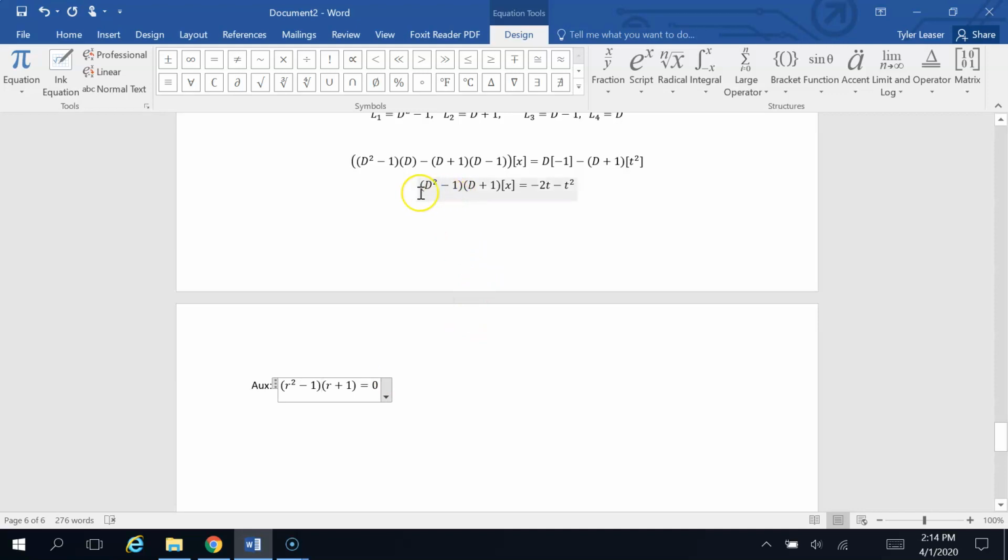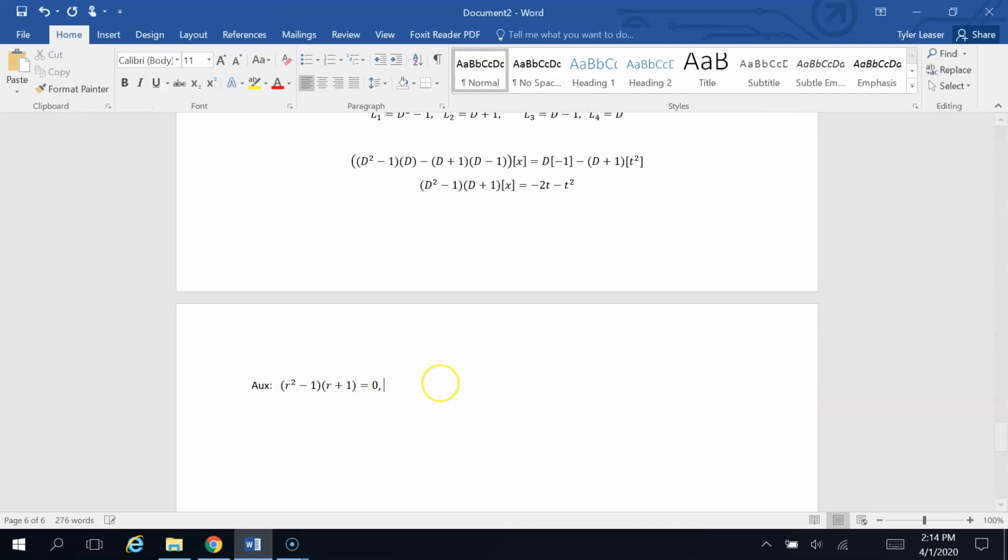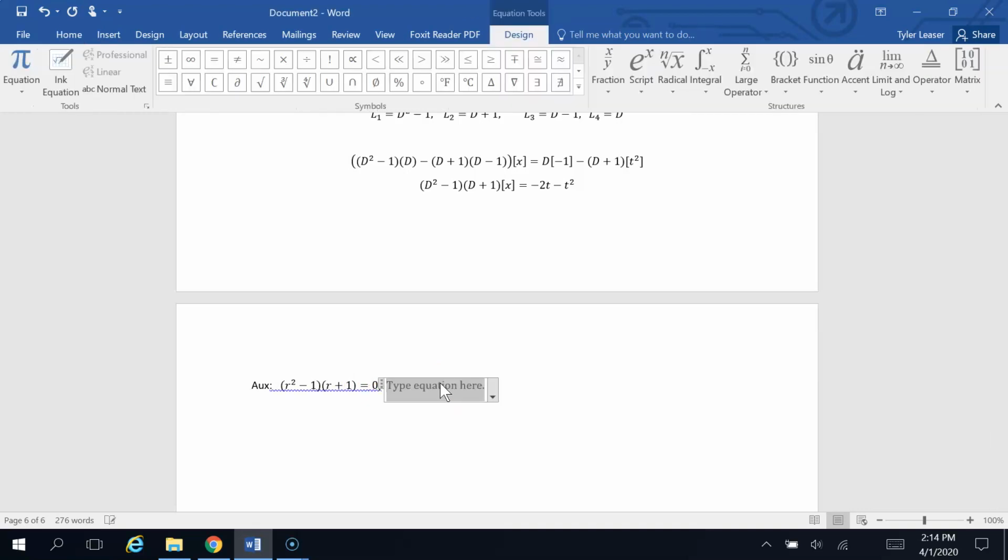So this should factor into d squared minus 1 times d plus 1. Okay, cool. And so then when you get your auxiliary equation, you're down here, r squared minus 1 times r plus 1 is equal to 0. And then from there, you're going to get your auxiliary roots. So you're going to have r is equal to plus and minus 1. We just have to be a little bit careful here because 1 is a double root.